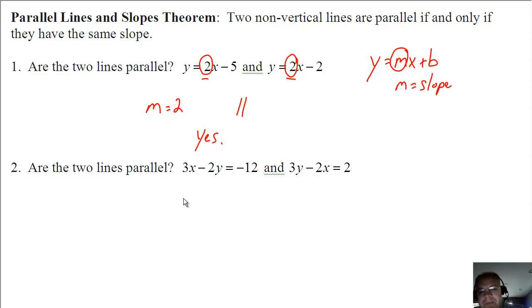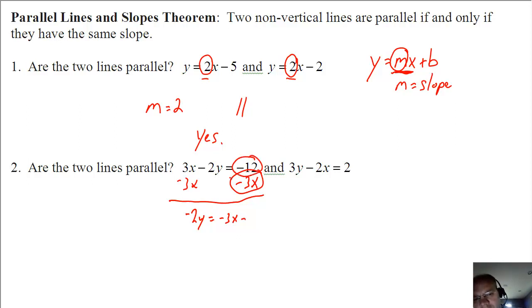I'm going to start with this one. The first thing I'm going to do is bring the x over to the other side by subtracting 3x from both sides. When I do that, I'm going to have negative 2y is equal to, and now I'm going to put the x term first because I want it to look like slope-intercept form. So I'm going to write negative 3x first, and then I'm going to take the minus 12 and write that next.